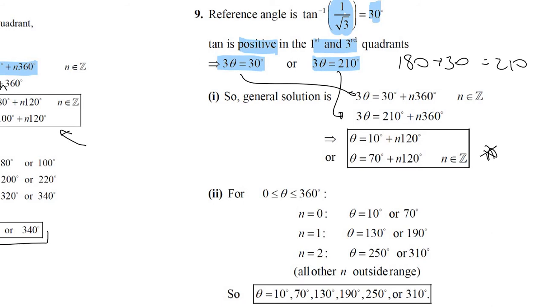Same strategy again, you just simply plug in different values of n up until the point where it starts to repeat itself. You don't want to go over 360 because you'll just start to get these angles again, like I talked about in the class last week. So therefore we get our 6 angles there for theta.